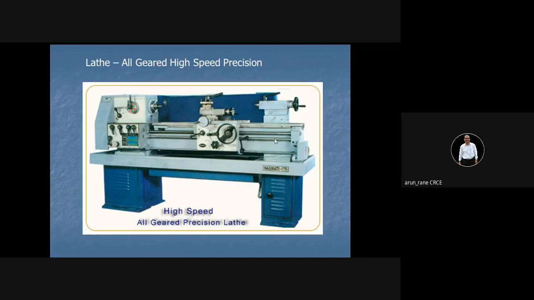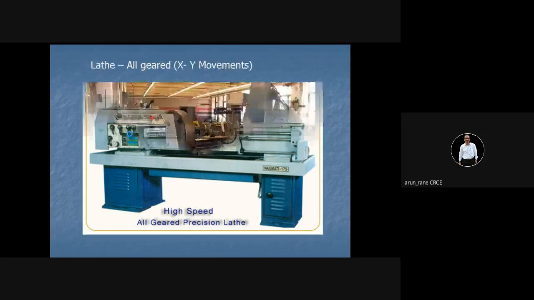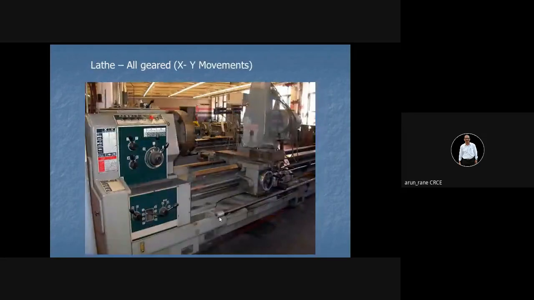Again, you have a feed shaft here, and you have a lead screw here. This is your tailstock, this is your headstock, and these are levers which are used for obtaining the different speeds and different feeds. This is a big machine. Again, this is all geared.